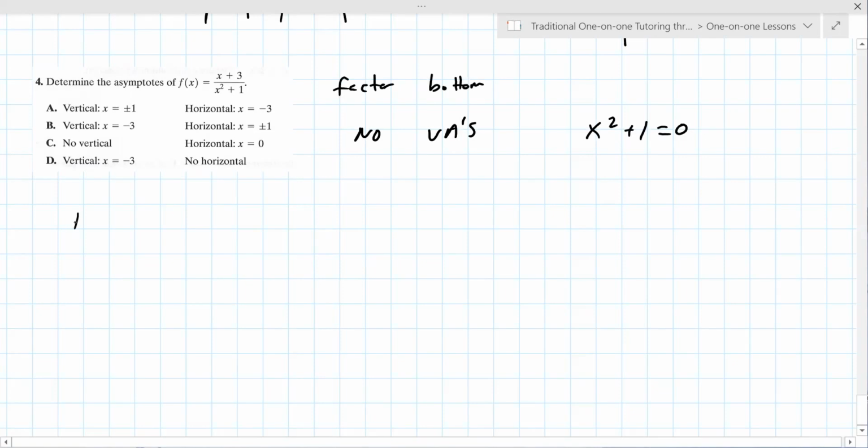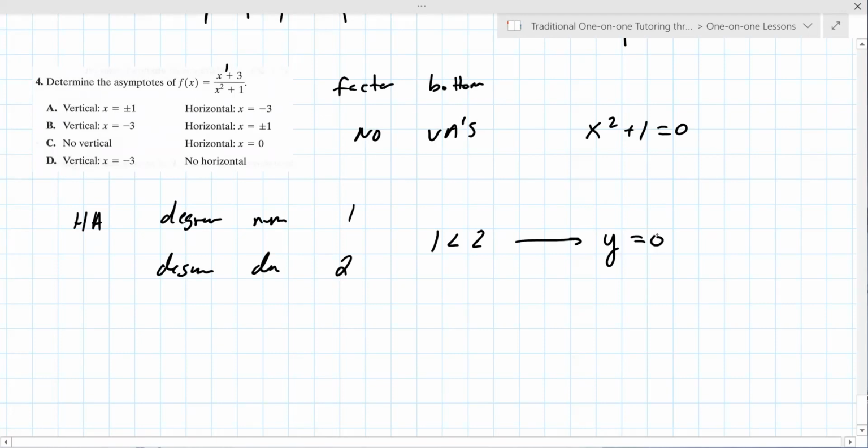Horizontal asymptotes. The degree of the numerator, do you recall what that is? It's the exponent. It's 1. The denominator is 2. 1 is less than 2. So whenever the top is less than the bottom, it always goes to y equals 0.